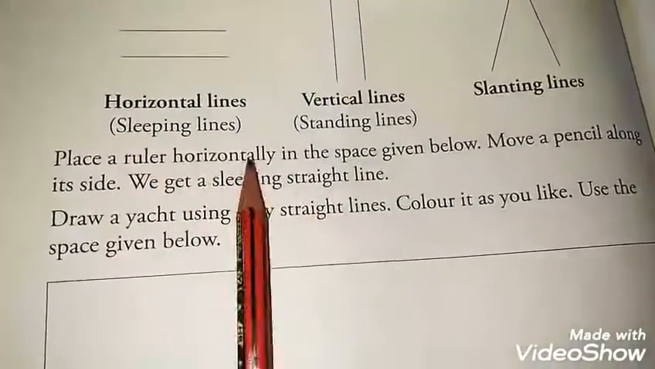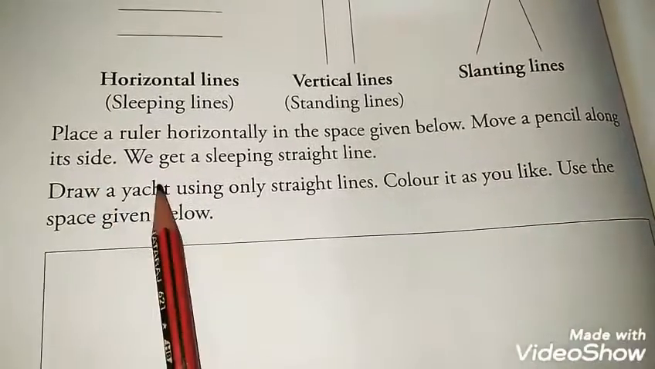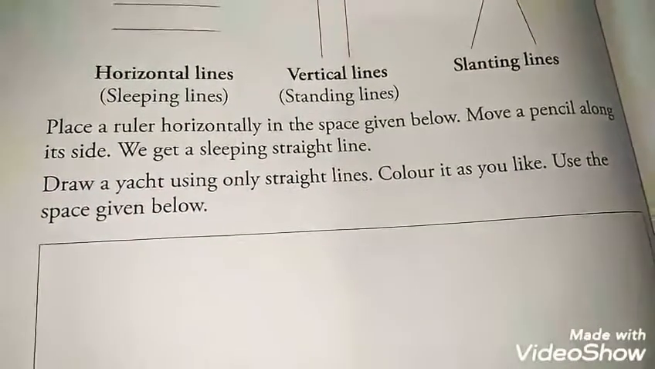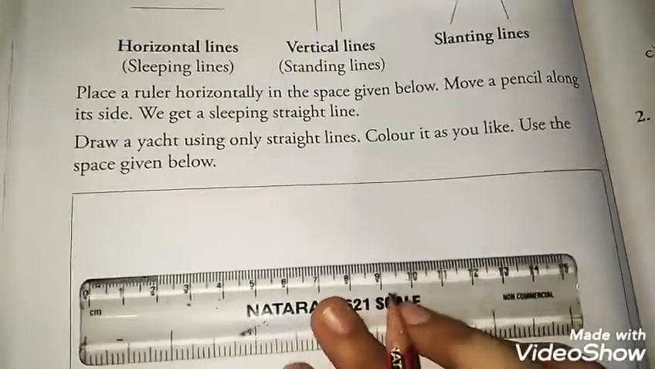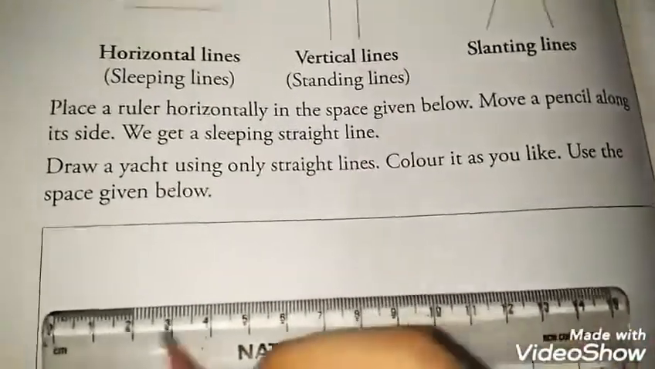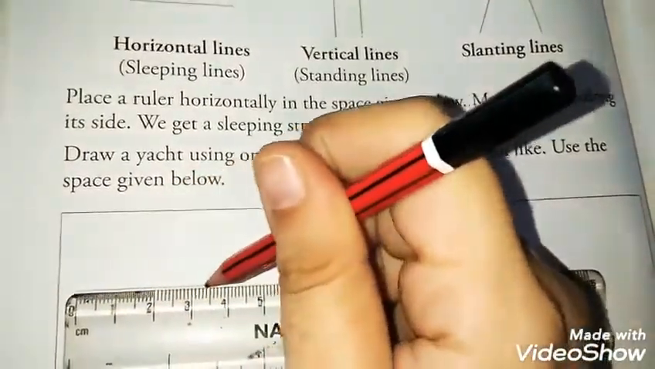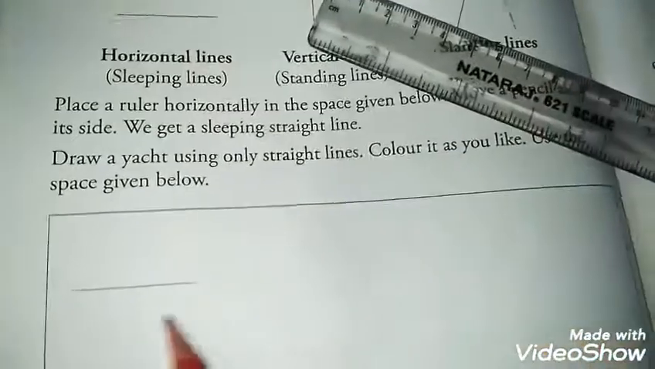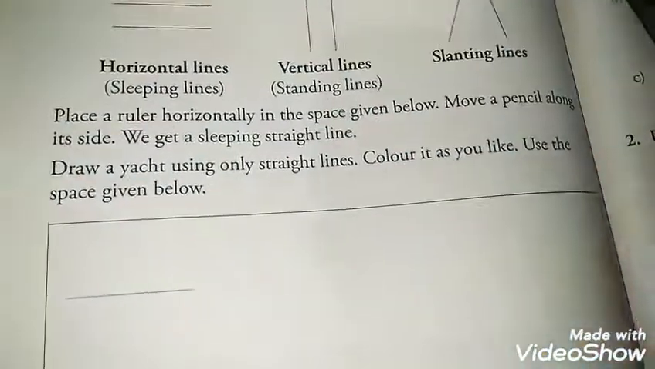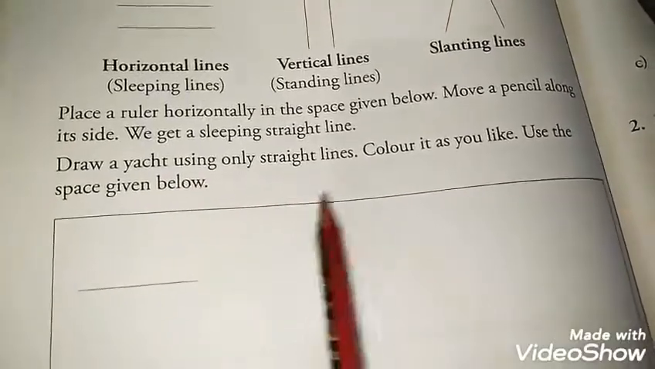So place a ruler horizontally in the space given below. Move a pencil along its sides. We get a sleeping straight line. See, it is a ruler. So we have to draw horizontal lines by moving a pencil along its sides. See this one. We can move a pencil along its sides, and it is a horizontal line. Okay, sleeping line.